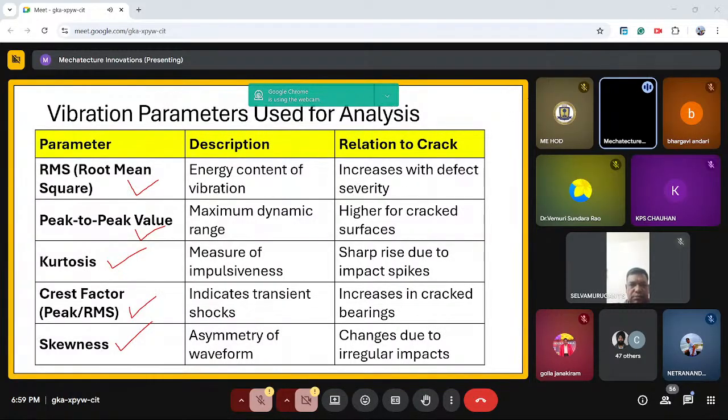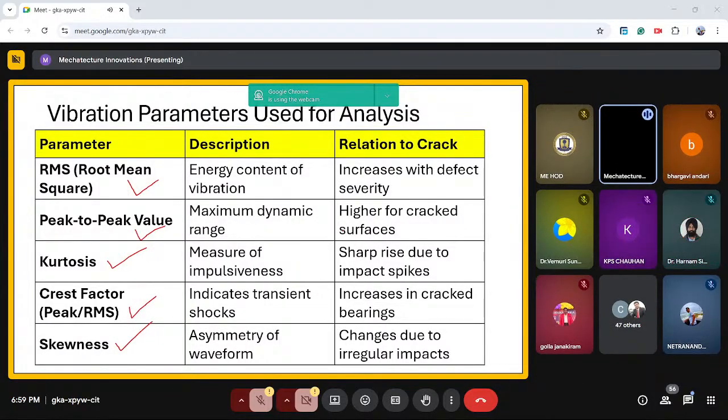Say from the root mean square, the root mean square value will increase due to the presence of a crack. So I will calculate the RMS value. Suddenly the RMS value starts increasing, which means that there is a crack. Peak to peak value will also be increasing, so that shows the crack is there. Kurtosis also will show a sharp rise. Crest factor also shows a sharp rise. Skewness also shows a highly irregular waveform. So all the different parameters are pointing out that their values keep increasing. Okay.